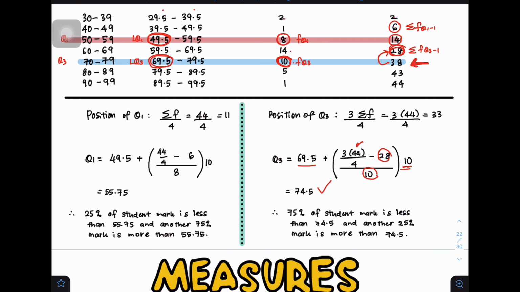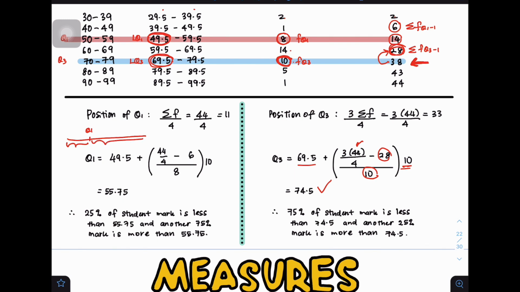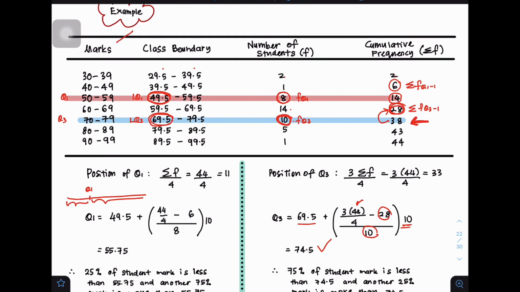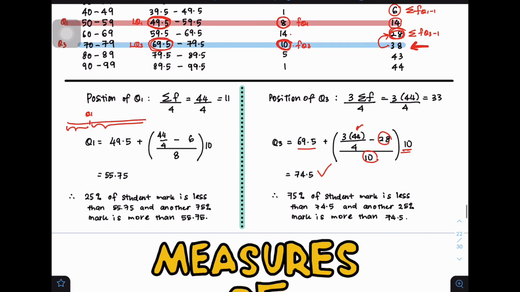Okay, so jangan lupa kalau kita ada data 100%, Q1 duduk dekat sini. Ni Q1. So apa maksud dia? 25% data below Q1, 75% data atas Q1. So kalau kita punya data ini berkenaan dengan markah, maksudnya Q1 kita 55.75, maksudnya student 25%, student score bawah 55, less than 55.75, dan 75% student score atas 55.75.